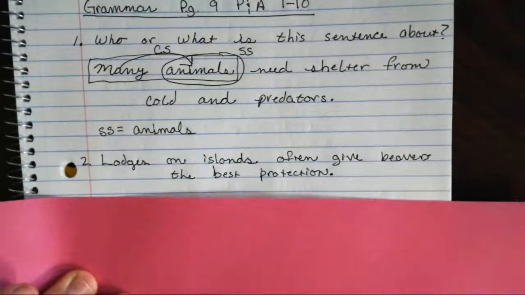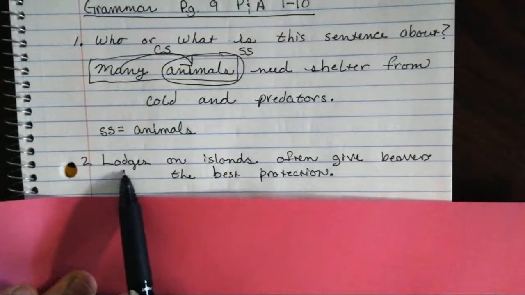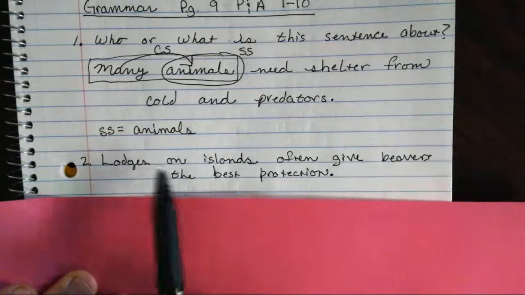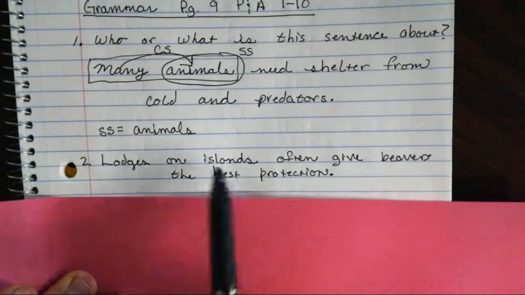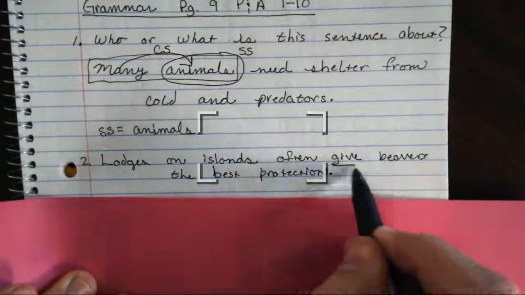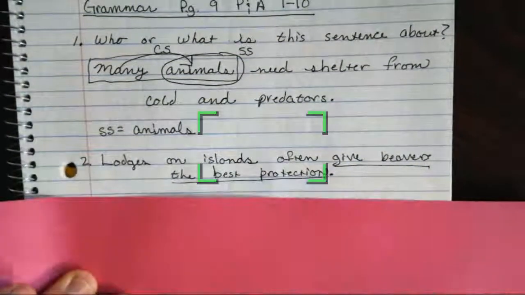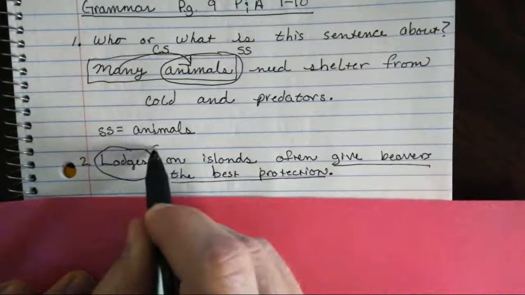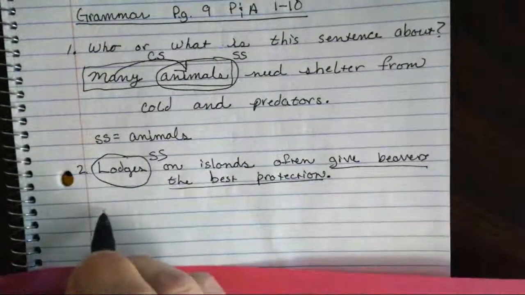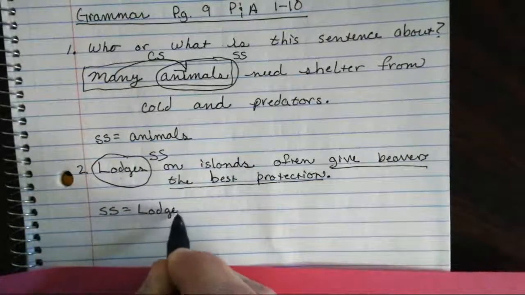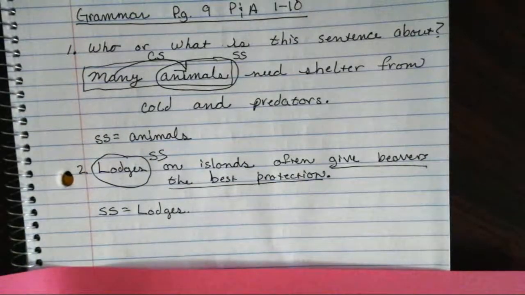Well, what in this sentence is doing something? Are lodges doing something? Are ons doing something? Are islands doing something? Are oftens doing something? What gives beavers the best protection? Well, you should have figured out that lodges. Simple subject. So again, your answer for number 2, lodges. Go ahead and complete 3 through 10 on your own, and then we will correct.